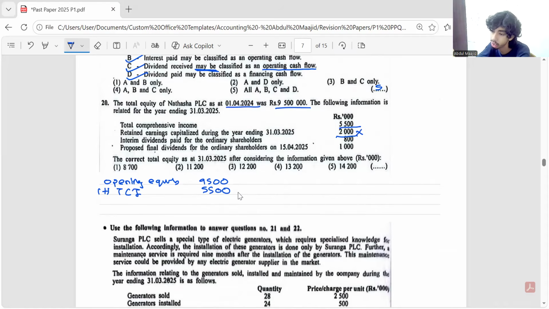Interim dividend paid for the shareholders, minus 800, and then proposed final dividend. Proposed dividend you will not record, right? Proposed dividend you will not record in your financial statement. Therefore, closing equity will be 9,500 plus 5,500 minus 800, 14,200. Answer number 5.